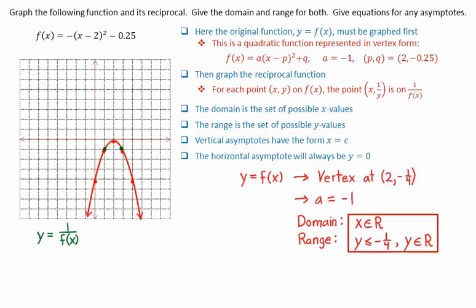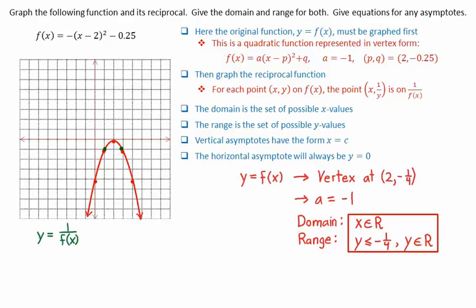We'll then look for any y values of 0. These correspond to x-intercepts on the original function. In this case, because the vertex is below the x-axis and the graph is opening downwards, there are no x-intercepts. This means there will be no vertical asymptotes for the reciprocal function.